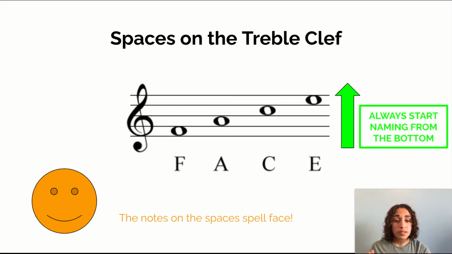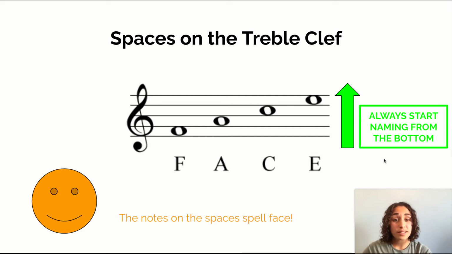We still always start from the bottom and go up. And you can use your hand staff again and show the spaces in between your fingers. So this would be F is the first space, A is the second space, and then C and E.